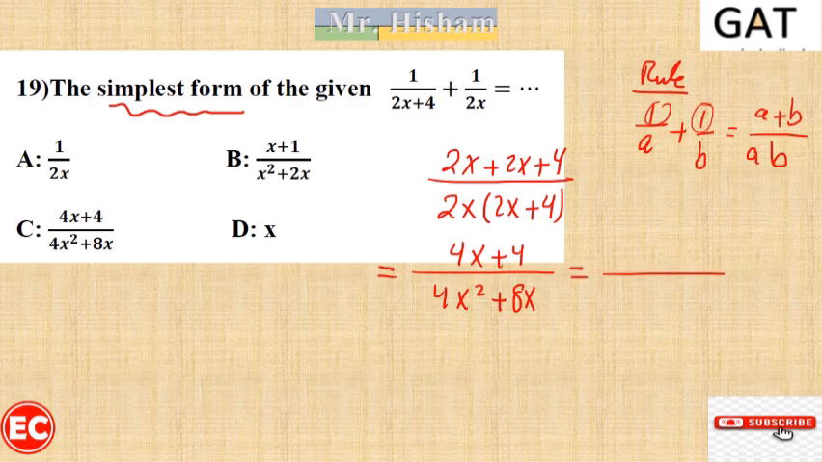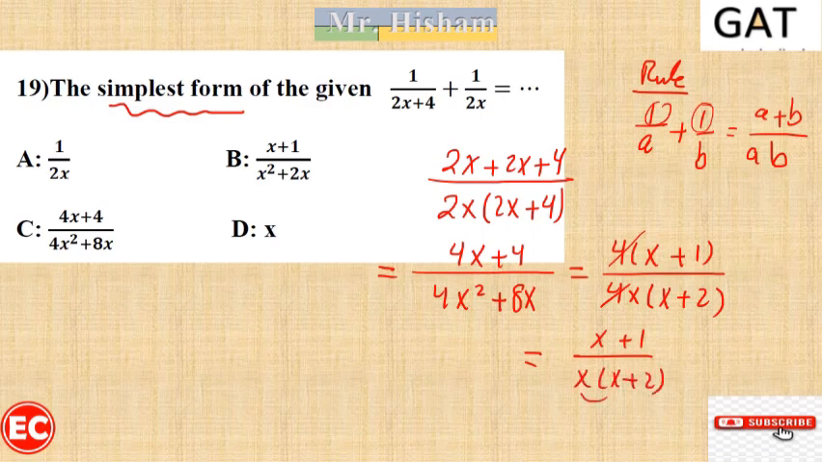This is not the simplest form. If I took 4 as the highest common factor, the numerator will be x plus 1. And if I took 4x in the denominator as the highest common factor, the denominator will be x plus 2. By cancelling 4 with 4, the simplest form is x plus 1 over x times x plus 2. After expanding, it's going to be x plus 1 over x squared plus 2x.